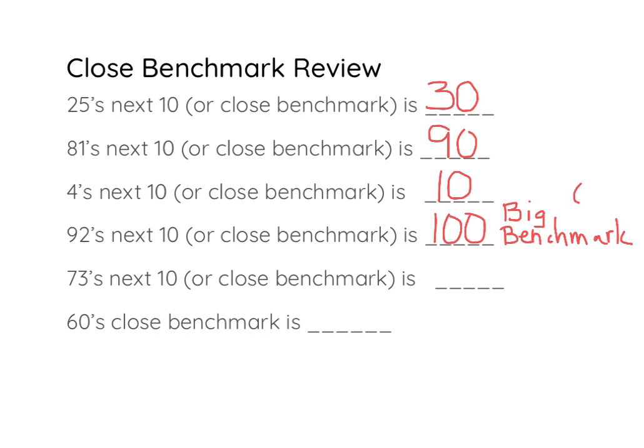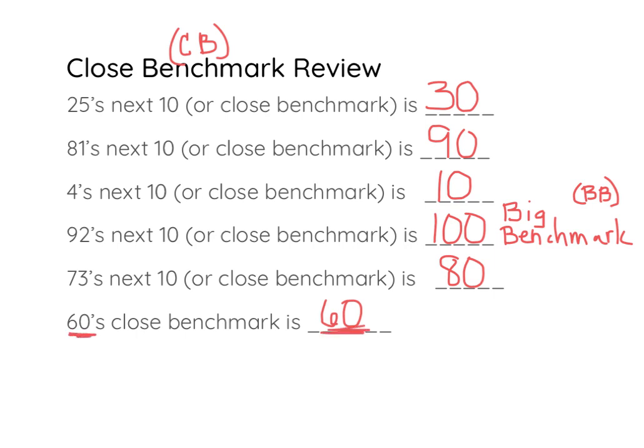Later, again, just a reminder, you might see me just put BB for big benchmark and CB for close benchmark. Because later I'll say, use your close benchmark or your big benchmark to solve this. 73's next 10 or close benchmark is 80. And 60's close benchmark is 60. Because it already is a 10.